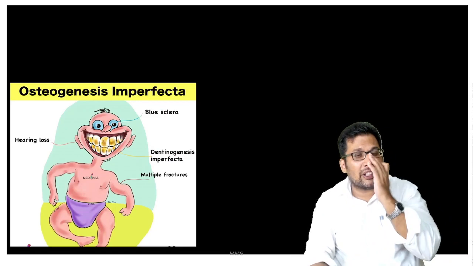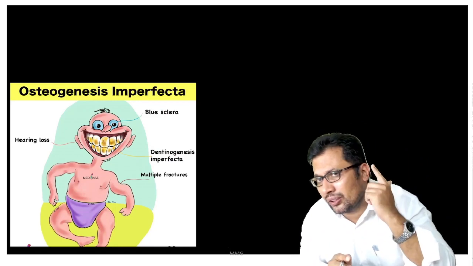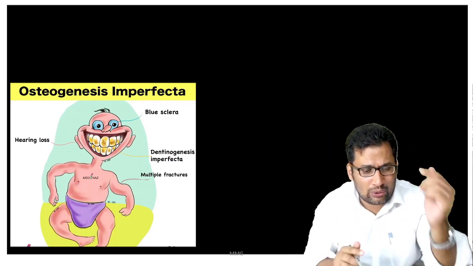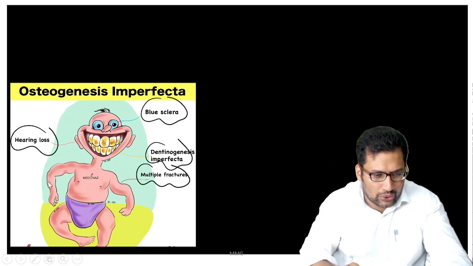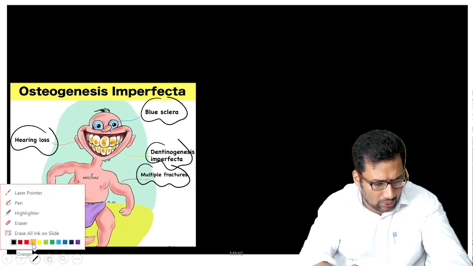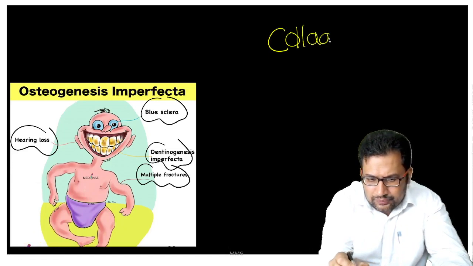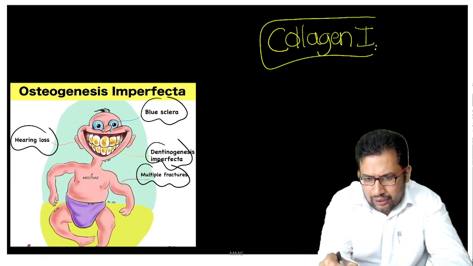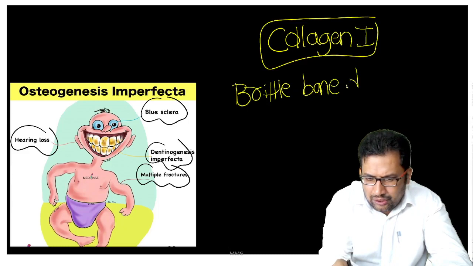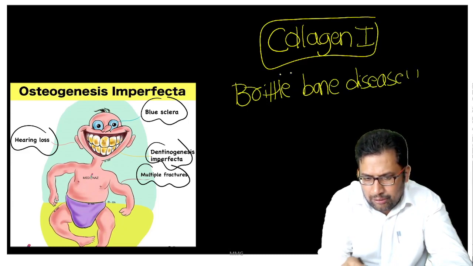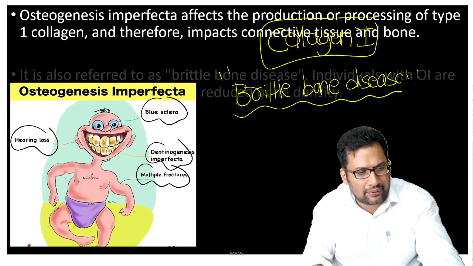Then one more question asked, osteogenesis imperfecta. In osteogenesis imperfecta, you will see hearing loss. You will get blue sclera and also multiple fractures. In osteogenesis imperfecta, there is a defect of collagen 1. It is also known as brittle bone disease. So that completes question number 19.